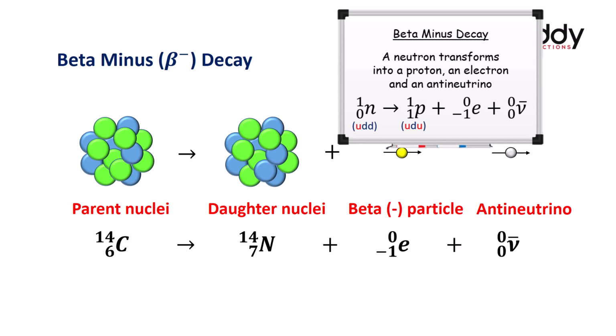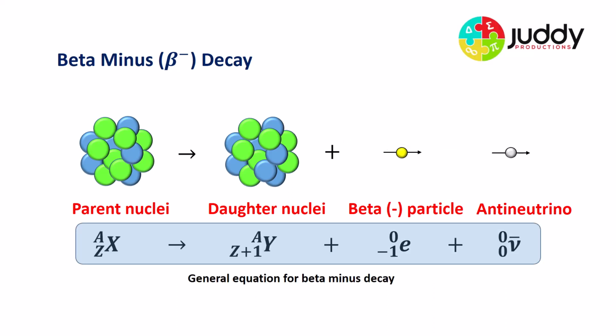So to summarize this, we find that during a beta minus decay, a neutron converts into a proton and remains inside the daughter nuclei, but as a result, an electron and an antineutrino are ejected. And here's our general equation for beta minus decay.